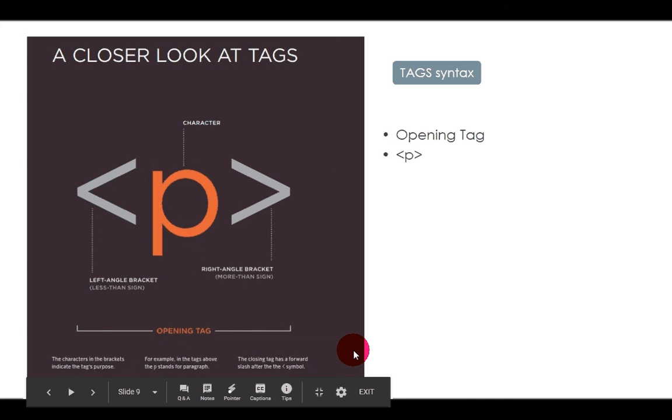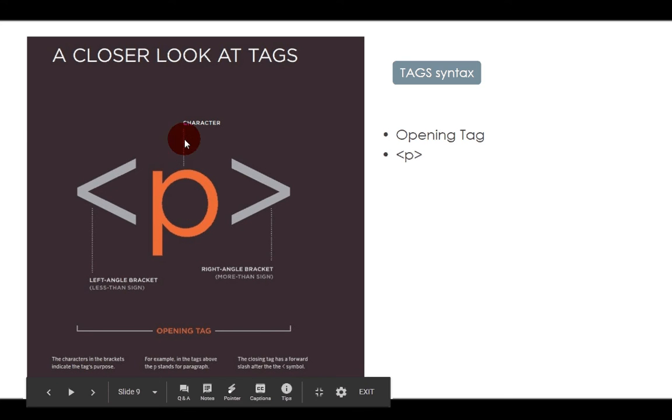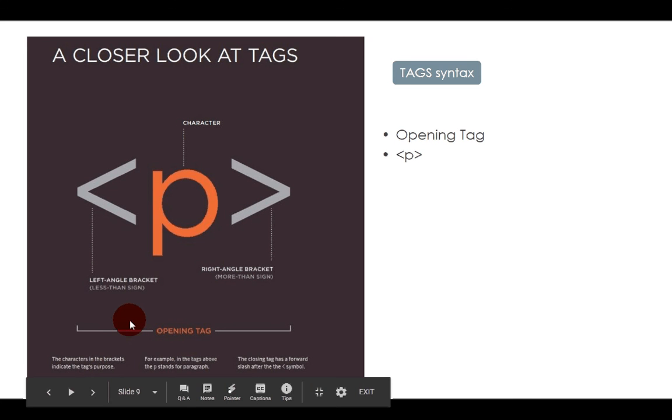Let us understand the syntax of a tag, a closer look at the tag. A tag always contains a character which denotes what it does. In this case, P means paragraph. It has a left angle bracket and a right angle bracket. This is called the opening tag. The character in the bracket always indicates the tag's purpose, which I already explained. For example, in the tag above, P stands for paragraph. The closing tag has a forward slash after the symbol. This is how it looks like.